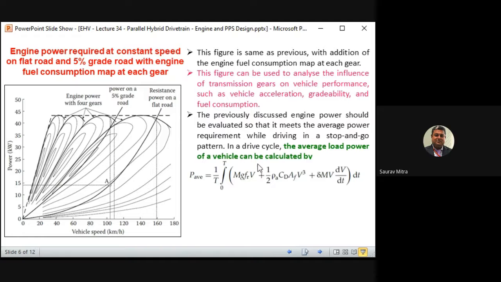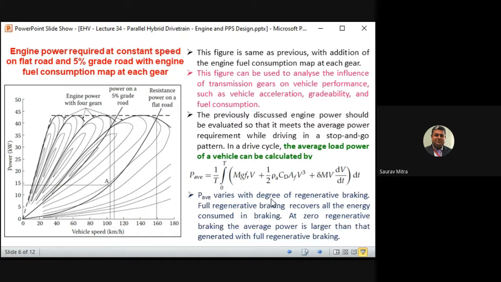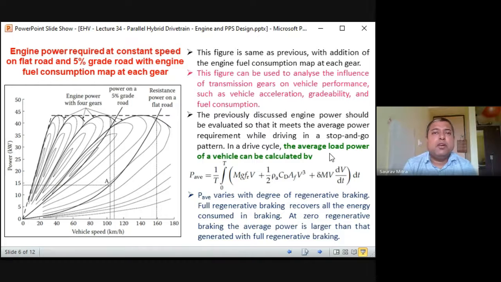So the average load power of the vehicle can be calculated by this formula, which keeps coming back in our discussion. Now, discussion on this formula: P average varies with the degree of regenerative braking. This is a very important point in the last paragraph, because in this formula regenerative braking is not considered anywhere. But regenerative braking happens whenever the vehicle is passing through the road in a city, in a stop and go kind of situation. At that time regenerative braking is happening very frequently.